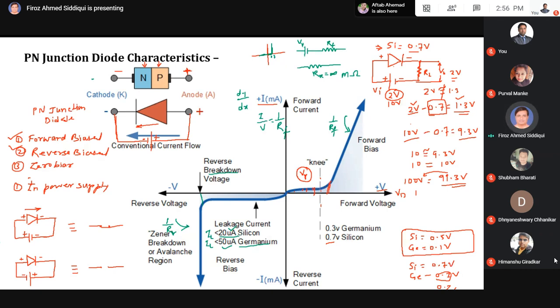So this is all about the characteristics of the diode, and when we should consider the diode as an ideal diode and when we should consider it as a practical diode. Now let us take an example.